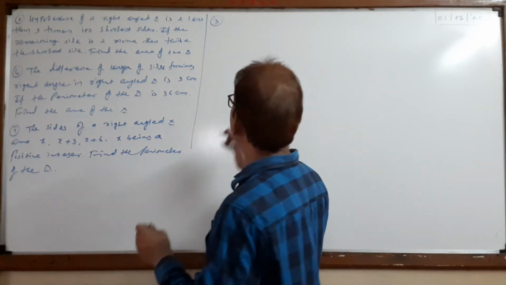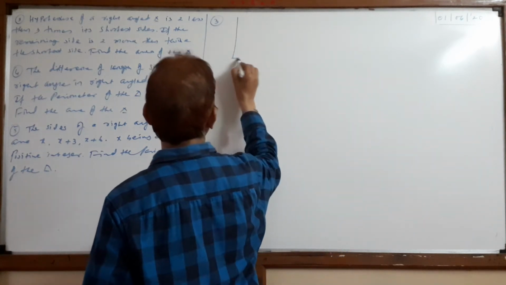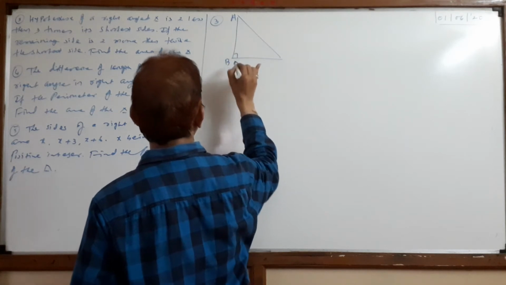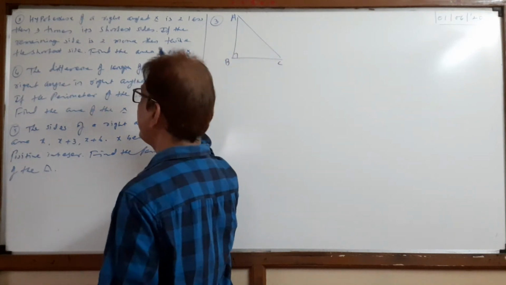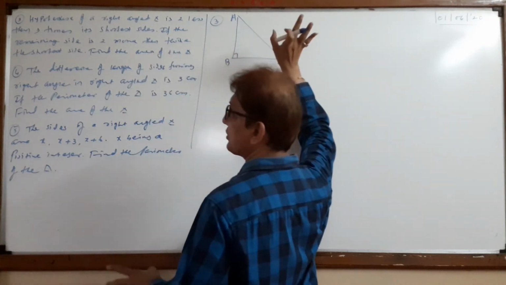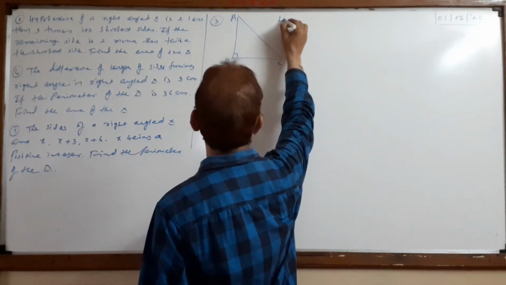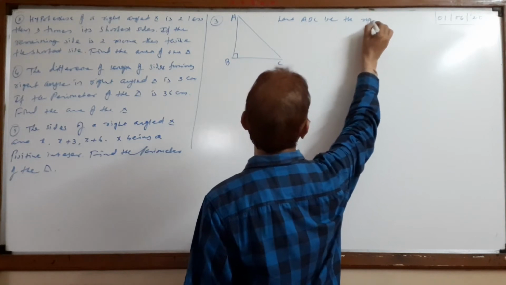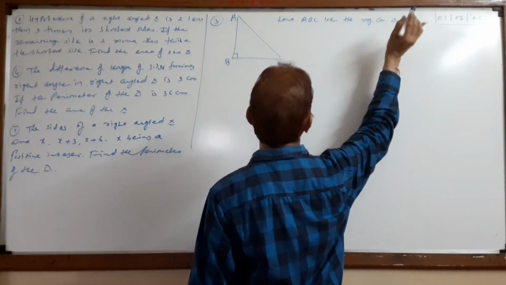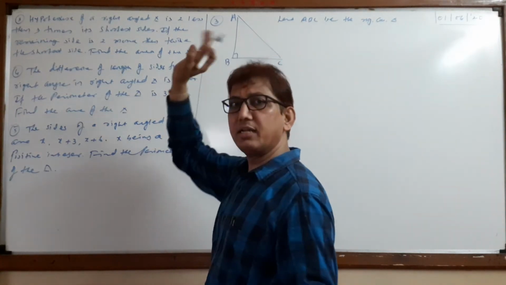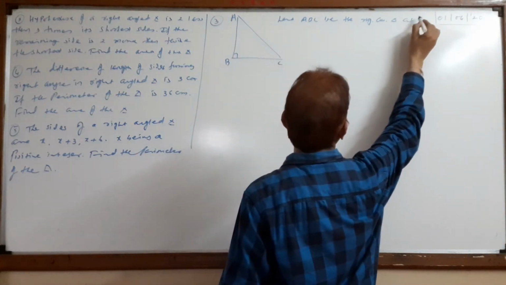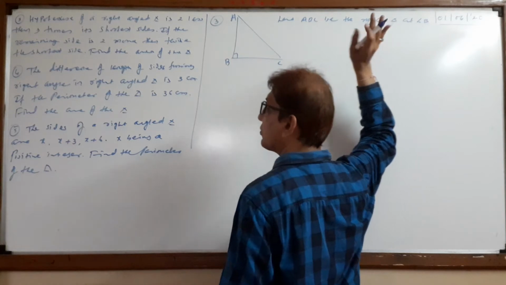Clear? First we draw the right angle triangle A, B and C. Here AC is the hypotenuse. So first we suppose ABC is the right angle triangle at angle B, with angle B equal to 90.